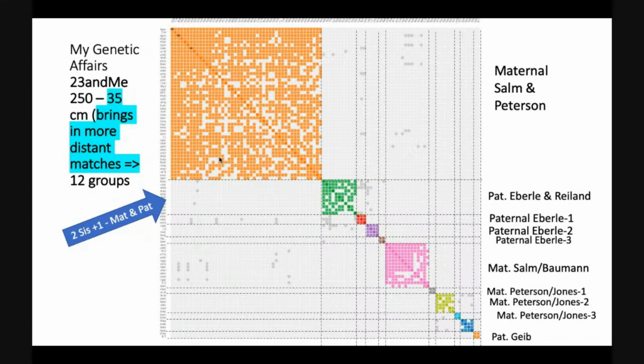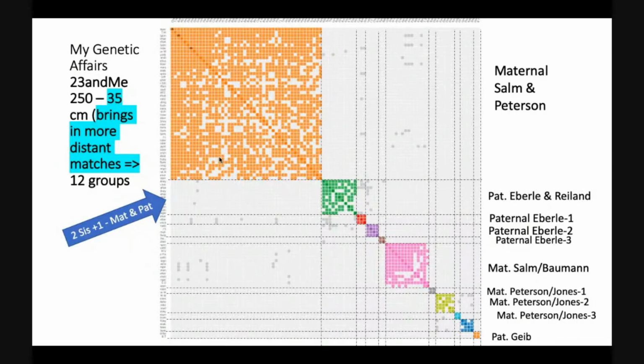So this is what happens. And one question that I had in the very beginning was, well, why am I starting out with 250 centimorgans? Why wouldn't I use my aunt with whom I share like 1700 centimorgans? Hmm. And you can do that, but she is going to be a shared match of so many people, so many of my other matches, that it doesn't help.